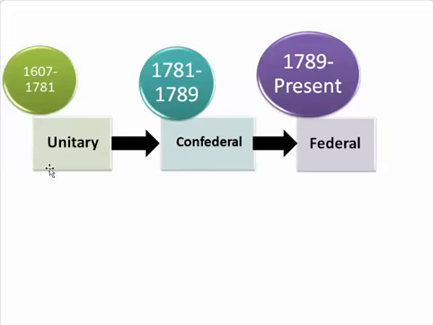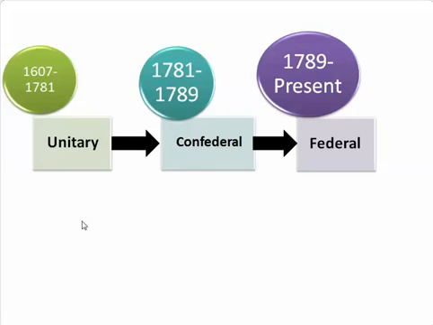What was it? King and Parliament is the unitary government, the central part of it. And then we're going to find that the United States changes in 1781 when we adopted the Articles of Confederation, and that's going to last until 1789. We're going to have a confederal system of government. And then with the adoption of the United States Constitution, from 1789 to the present, we're going to operate under a federal system of government.